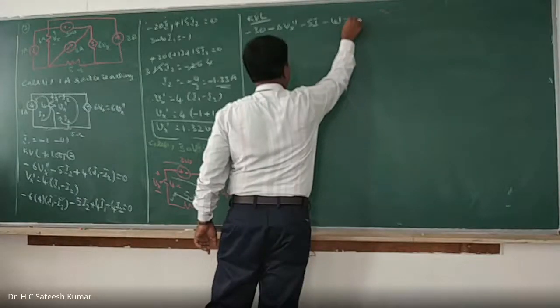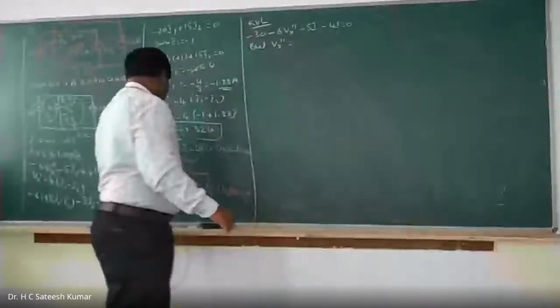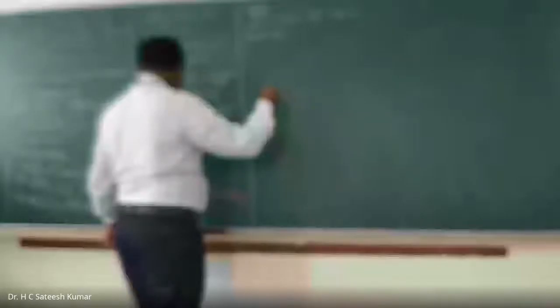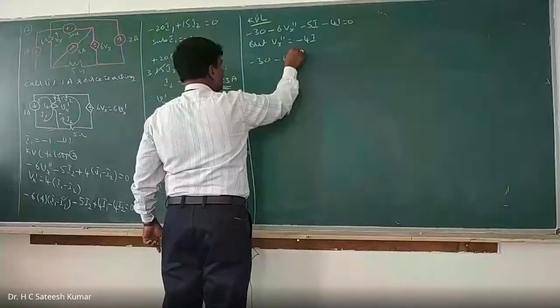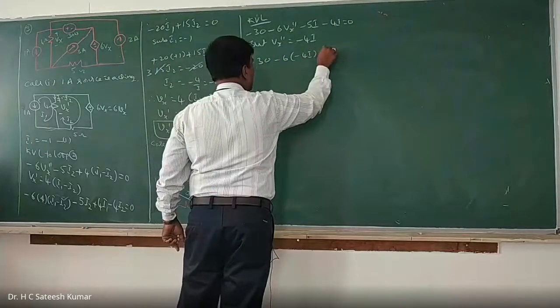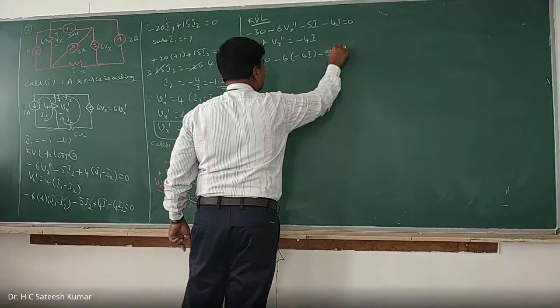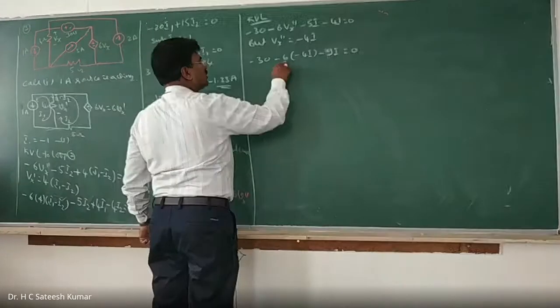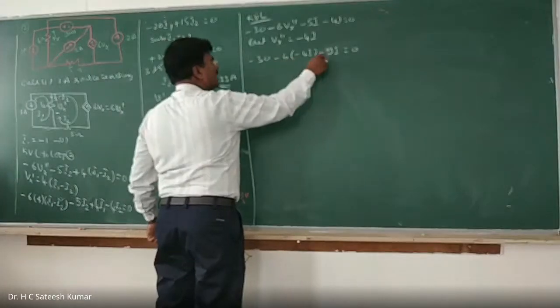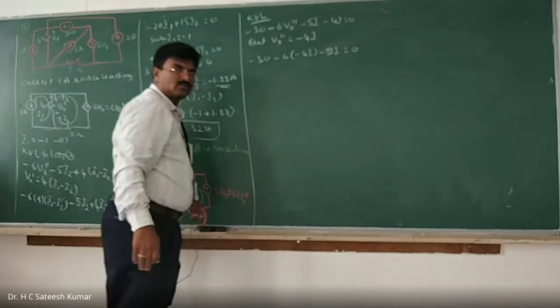But what is Vx double dash? Current is going from negative to positive. While calculating the voltage, you should consider the sign. Current should always go from higher potential to lower potential, but here it is going from lower to higher, so it should take negative. Therefore Vx double dash is minus 4 into I. Minus 30, minus 6 into minus 4I, minus 5I, minus 4I, so minus 9I is equal to 0. Now we have minus 30 plus 24I minus 9I, that is 15I.